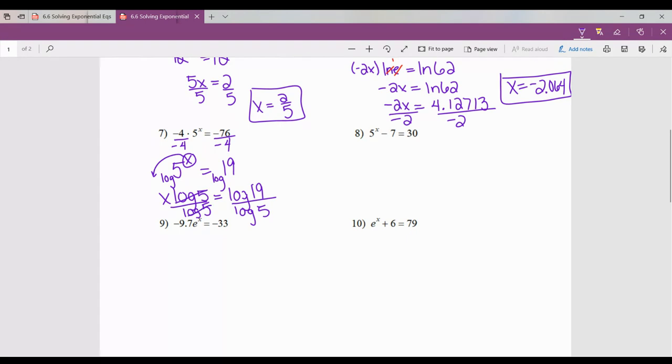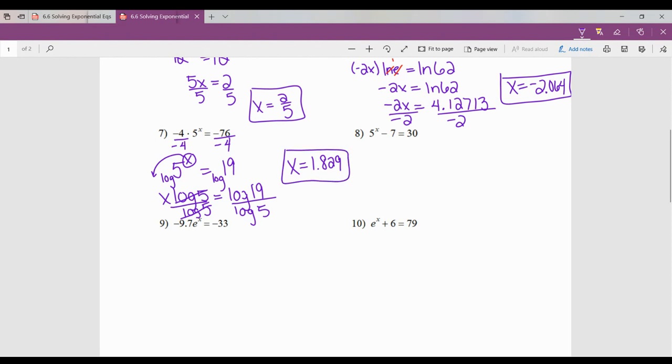So the log of 5s are going to cancel each other out, and we get x equals, and now we do in our calculator, log of 19, close that parenthesis, divided by log of 5, and we get 1.829. Final answer.